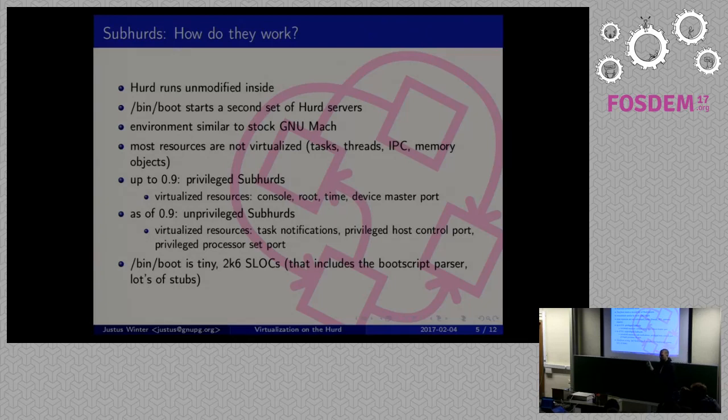Well, we just start another set of servers, like the proc server that implements processes, and the file system servers, and the exec servers. It's a completely separate set. And it actually virtualizes very few things. Most kernel objects like tasks and, I don't know, memory management is just used as is. Up to Hurd 09, which we released in December last year, we had to run subhurds from a privileged user, that is root, basically.